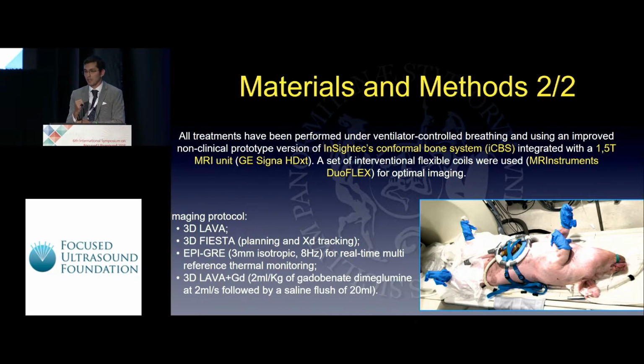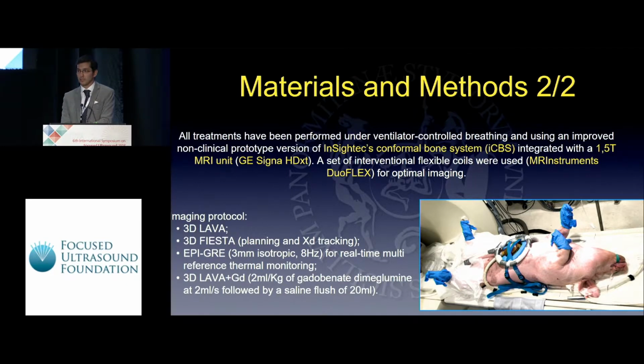Of course, the animals are sedated and intubated, and we used a prototype non-clinical version of the InSightec conformal bone system. It's called the ICBS. This is integrated with a 1.5 clinical MR system from GE, and for optimal imaging we use the MR instrumented duoflex coils that are very useful for MR interventional radiology. The imaging protocol includes, but is not limited to, the sequences that you can read.